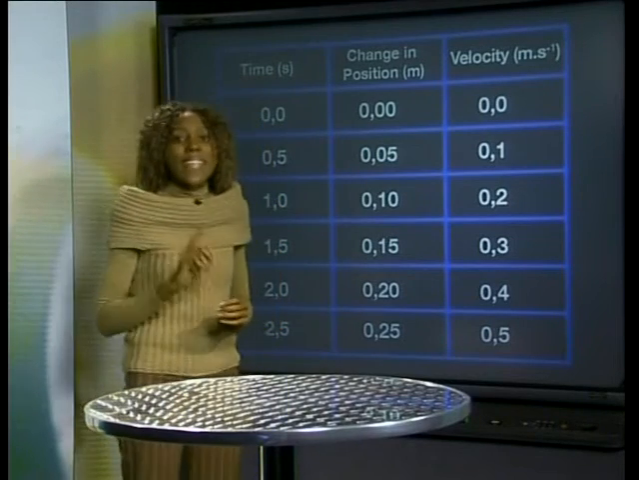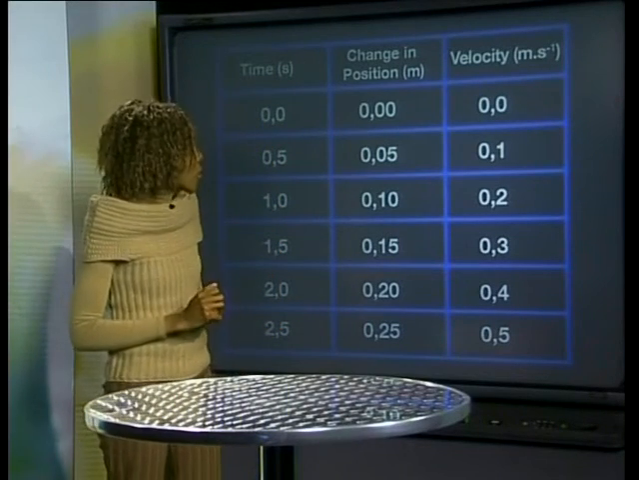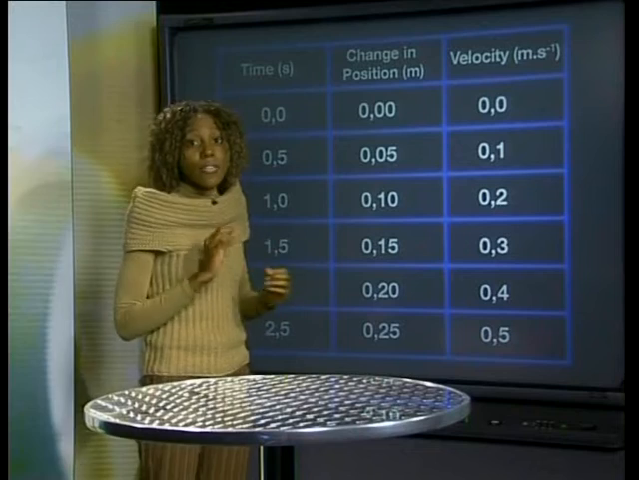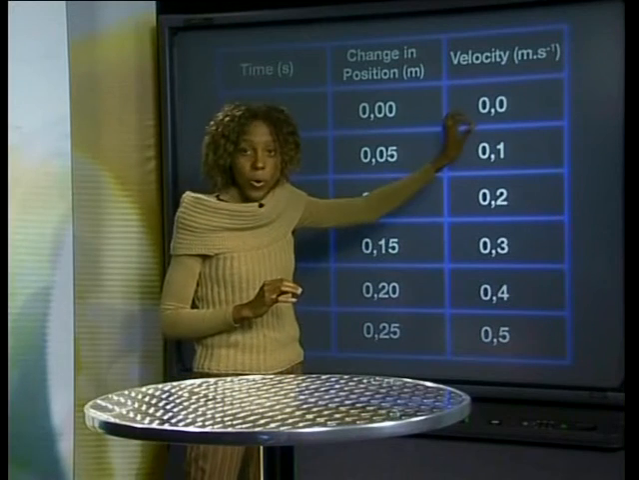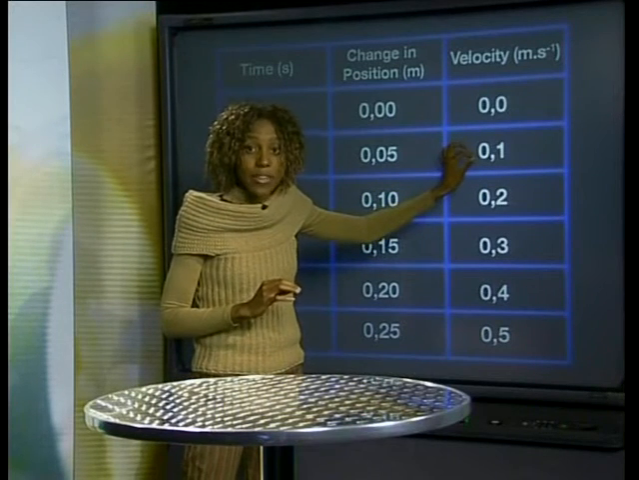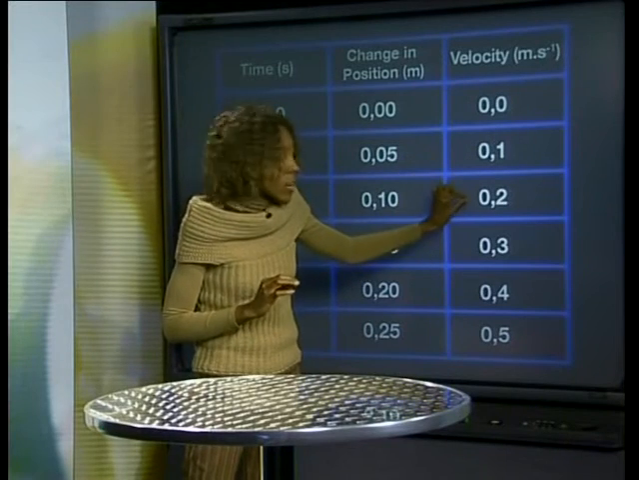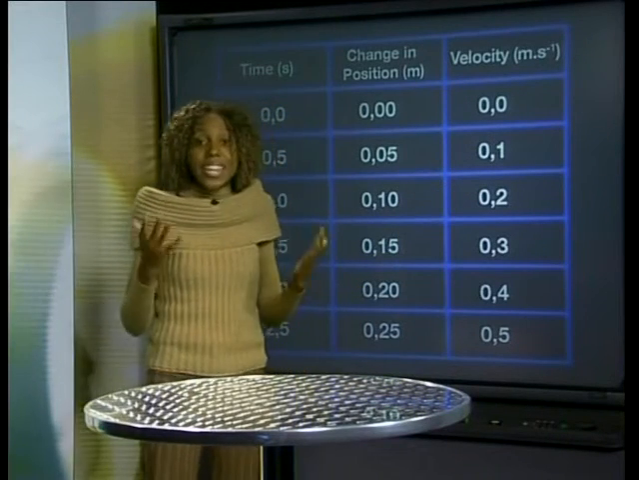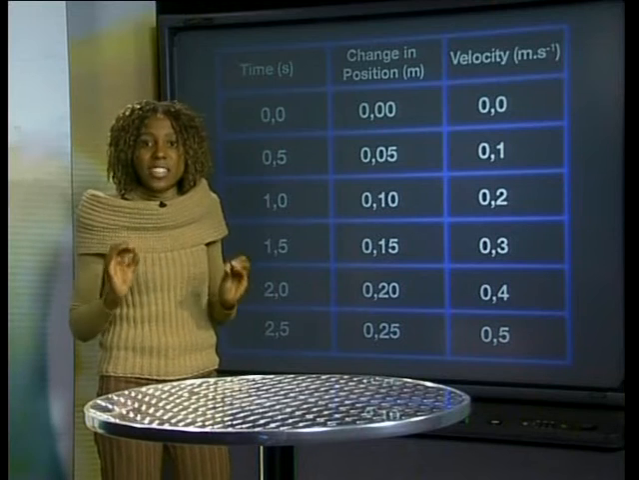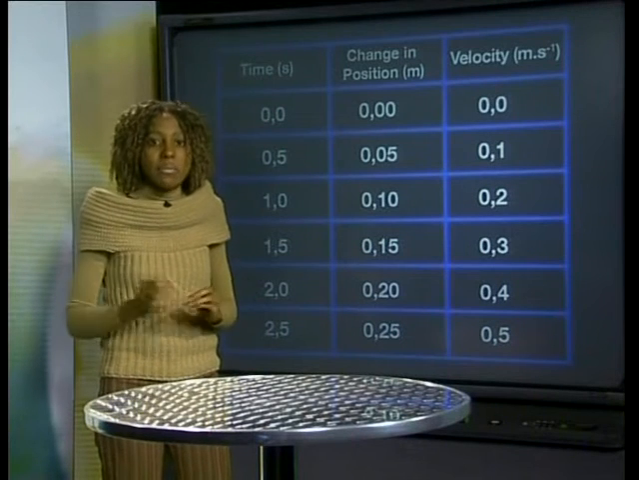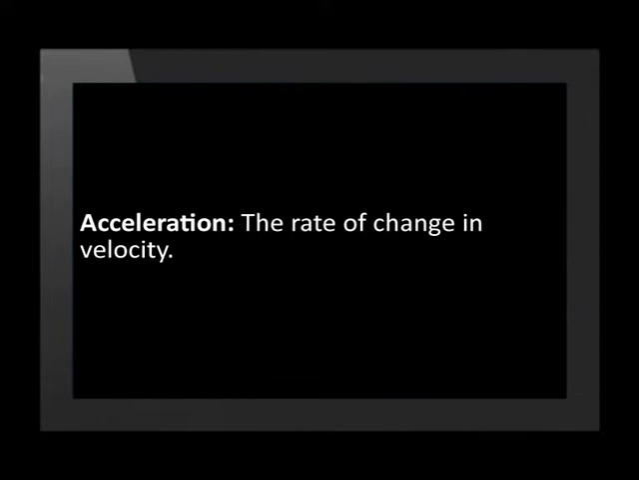Notice also that this increase in velocity follows a pattern. The velocity increases from 0 to 0.1 in the first time interval, and then from 0.1 to 0.2 in the second time interval. In each of the time intervals, the change in velocity is 0.1 meters per second. We call the rate of change in velocity acceleration. So this trolley must be accelerating uniformly in the direction of motion.